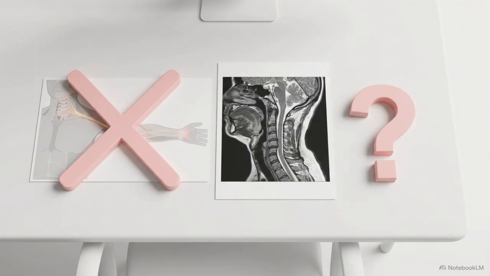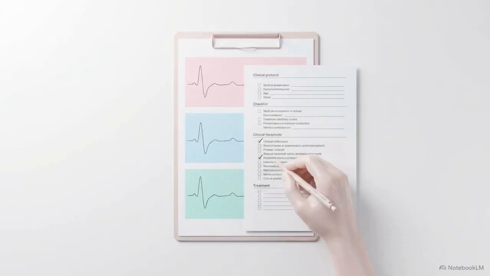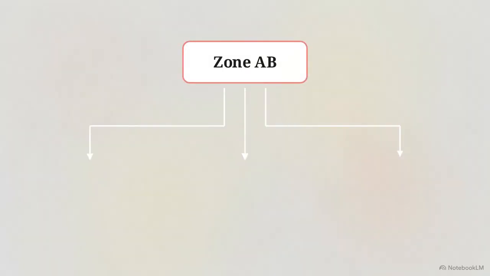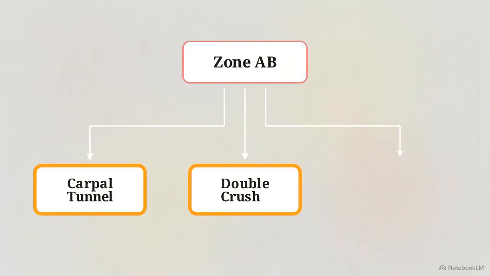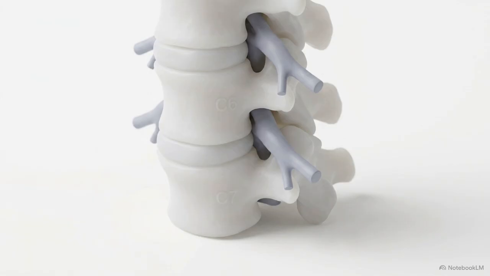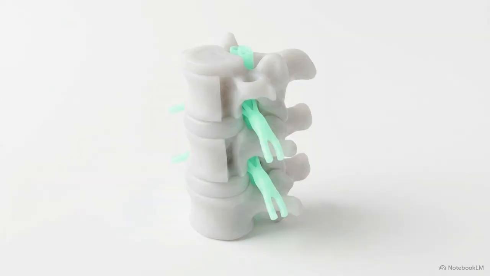The primary clinical rule derived from this data is clear. Whenever an MRI indicates an AB zone herniation, standard assumptions must be discarded. A combined EMG and nerve conduction evaluation is strictly mandatory for zone AB patients to accurately rule out carpal tunnel and double crush syndromes before any surgical intervention. Clinicians must also look beyond the typical C6 and C7 nerve roots, noting the unexpectedly high prevalence of C5 root involvement in this patient cohort.